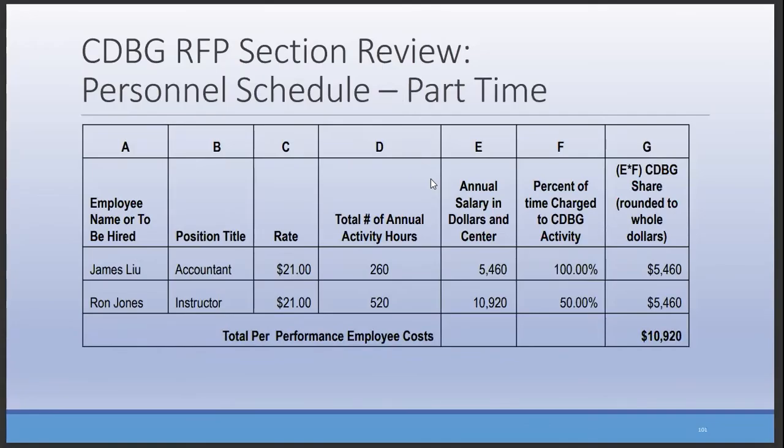Here is an example of the part-time personnel schedule. It indicates the staff's name and title, their hourly rate, and total annual hours that will be worked, their actual annual salary, percent charged to CDBG, and the total amount charged to CDBG by multiplying their annual salary by the percent charged to the CDBG activity.